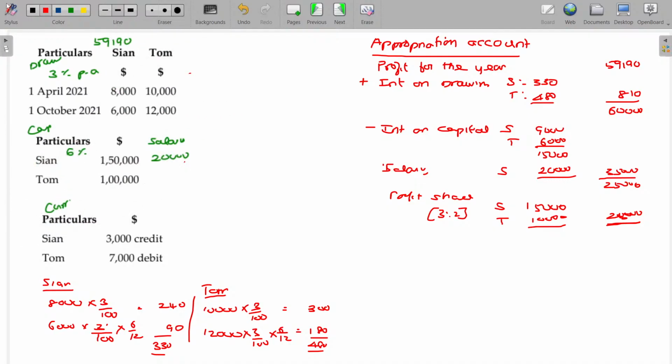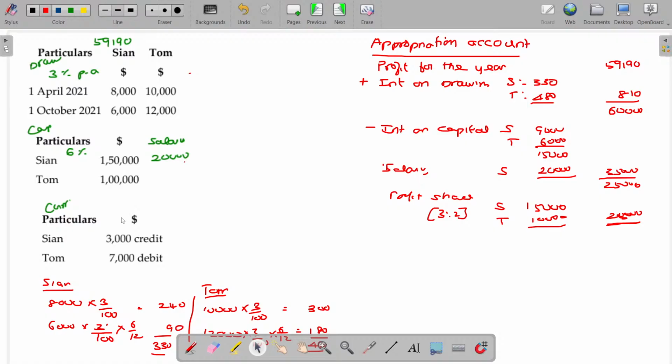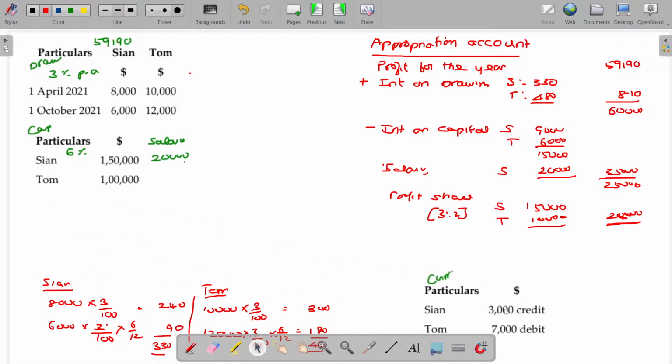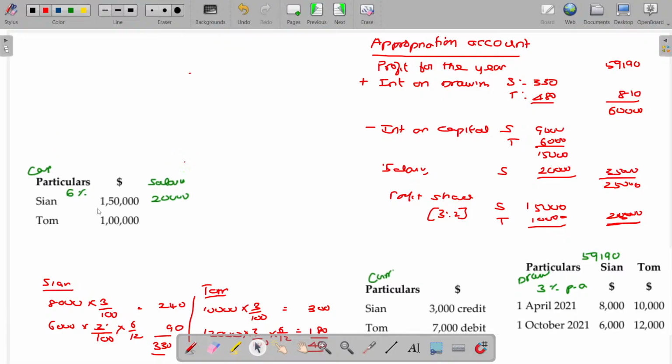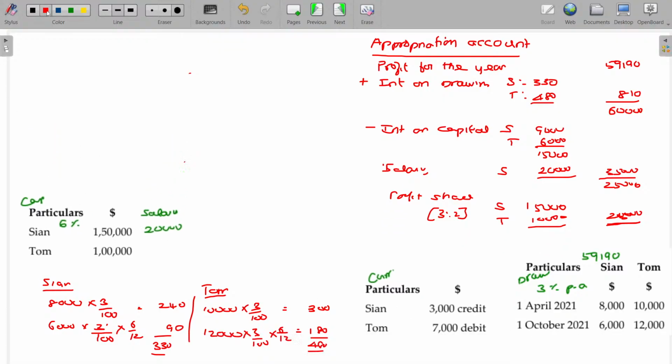Now we have to prepare the extract of the balance sheet, especially the capital accounts. I'll prepare it here, in the balance sheet, statement of financial position.